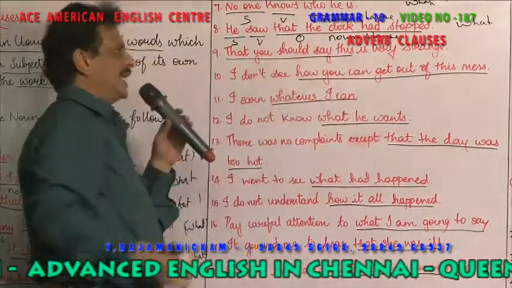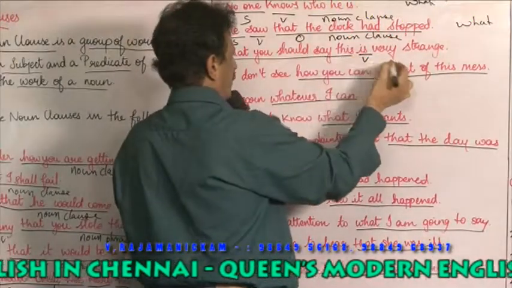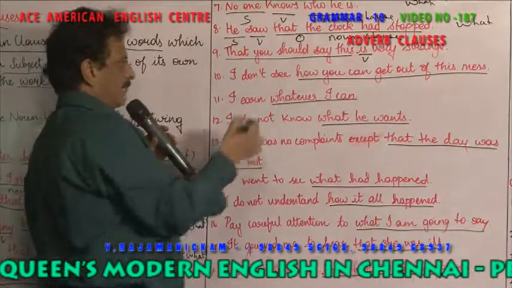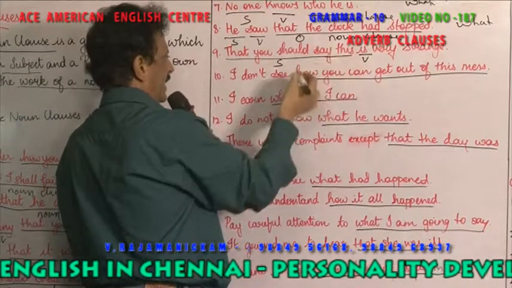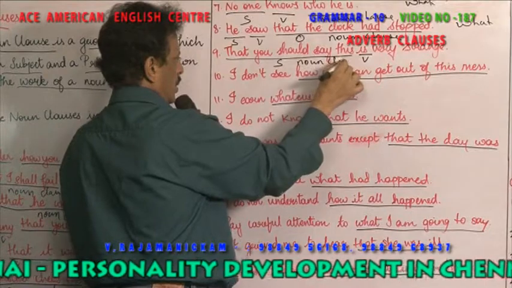That you should say this is very strange. Is what? That you should say this becomes a subject. So the subject has a subject and a predicate. This is a noun. It does the function of a noun, so it is a noun clause.